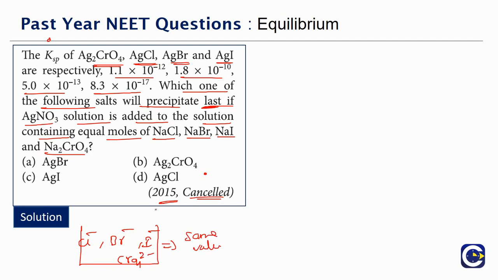Now if you look at adding the AgNO3, what is adding AgNO3 going to do? It is going to provide the Ag plus ions. Now any salt will precipitate when the ionic product of the salt is equal to Ksp value. So here what we are saying, all these Cl minus ion, Br minus ion, I minus ion and CrO4 2 minus, they have the same concentration. Let us say this is X.